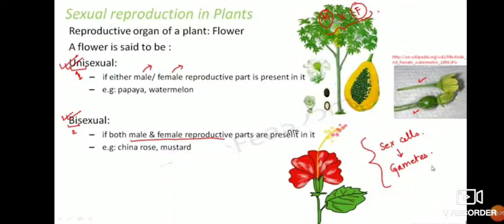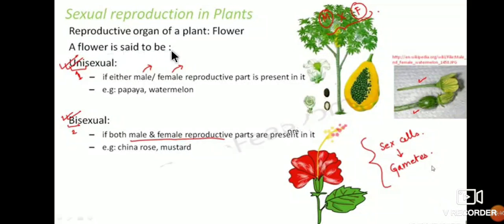So, the next concept is very important. Those three are just examples for you, but the very important concept is sexual reproduction in plants. It is a very important concept for you. See here, sexual reproduction in plants. Here the reproductive organ of a plant is the flower. In the sexual reproduction of a plant, the reproductive part of a plant is the flower.